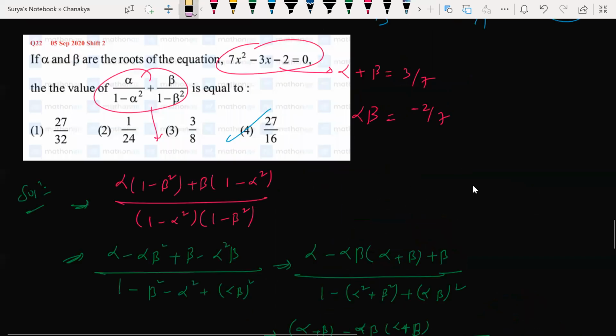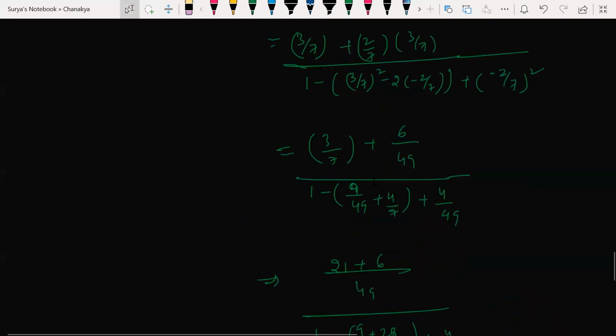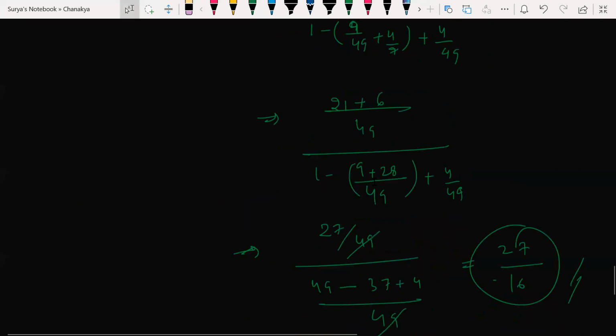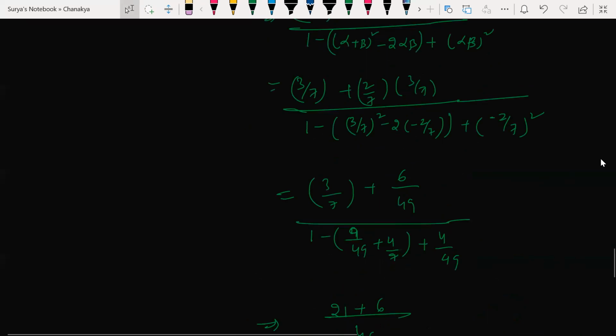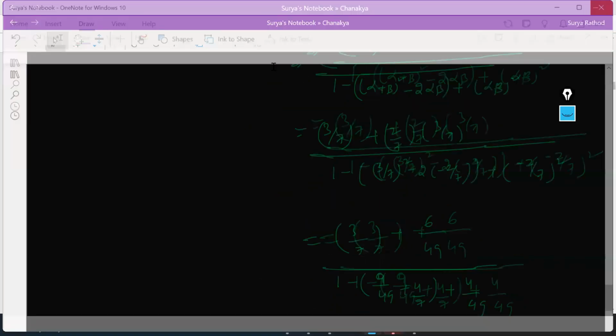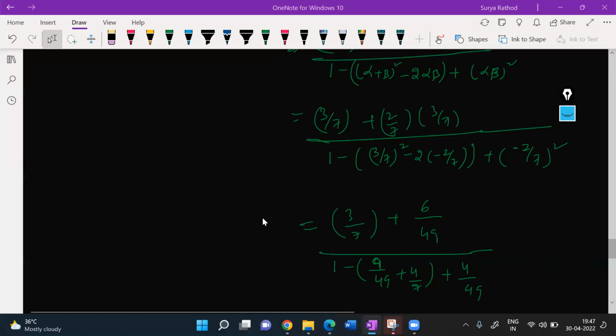Option D, I had already told you. That is what the answer given in the key. Okay, 27 by 16. Hope it is clear. Any doubts? Children, any doubt? No, sir. Very simple, beta. Very simple. Make the calculations easy. That's it. Very good, Adesha. Option D is correct.